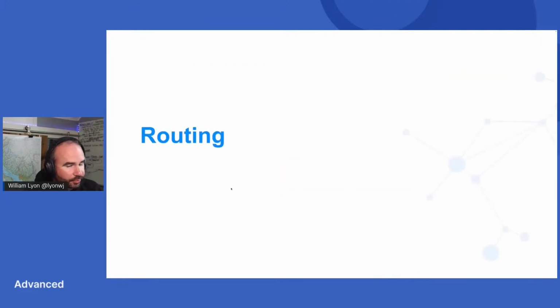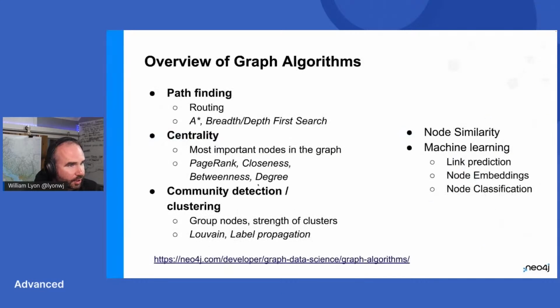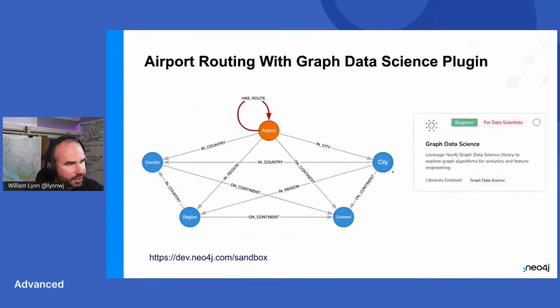Let's talk about routing next. So we were talking about this idea of graph algorithms. If you're familiar with the Graph Data Science library, this is a plugin for Neo4j that adds lots of additional functionality. You can see some of the algorithms that are supported, but pathfinding is one class of algorithms that are available in the Graph Data Science plugin. So these are algorithms like A* or Dijkstra, breadth first search, depth first search, these sorts of things.